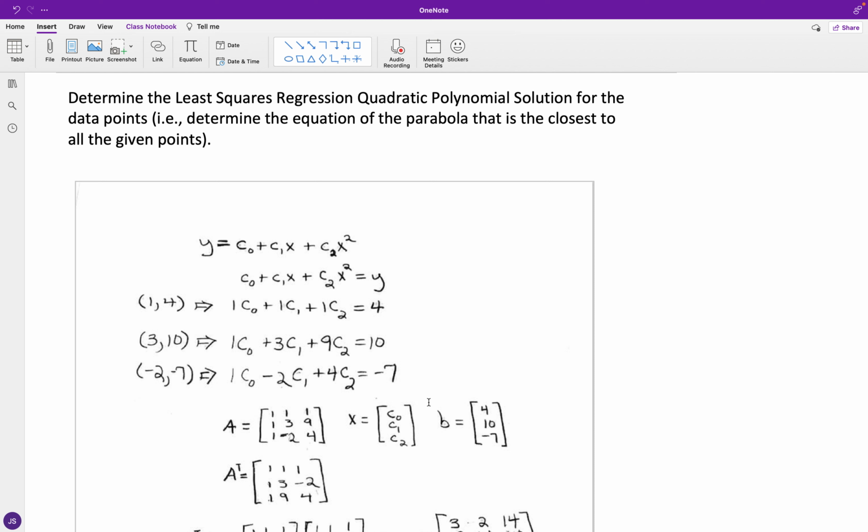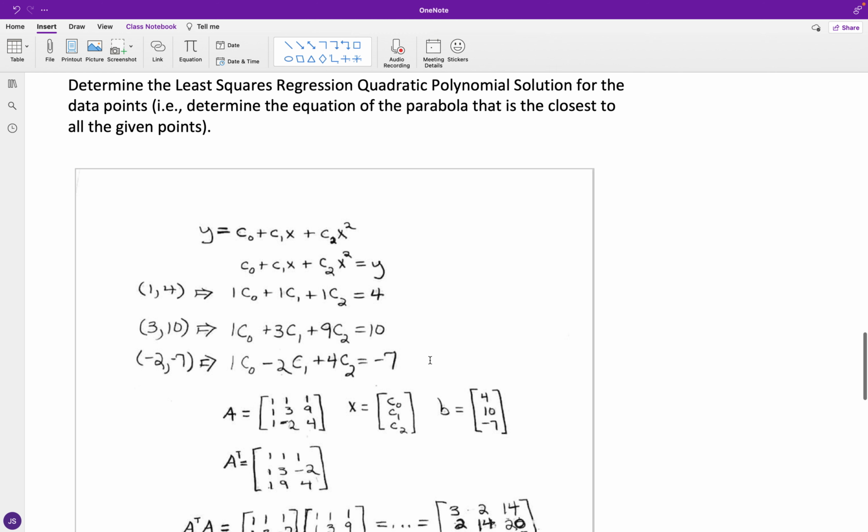Next, with the point (3, 10), we have c0 + c1 times 3 plus c2 times 3 squared, where we have respectively 3c1 and 9c2, equal to 10. And with (-2, -7), we have c0 plus c1 times -2, giving -2c1, plus c2 times the square of -2, which is a positive 4, equal to -7.